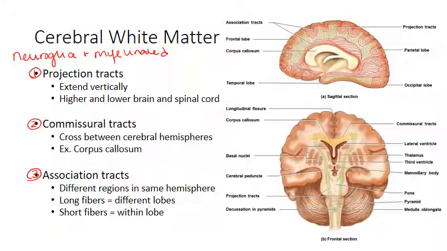So the first one on here we have listed are projection tracts. Projection tracts are shown in these images, or at least let's start with this frontal section down here. The projection tracts are these green lines. Those are showing some of the pathways that our projection tracts are going to take. So they extend vertically from higher to lower brain regions. And so their job is going to be to carry information between the cerebrum and the body.